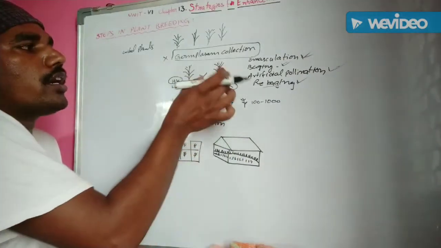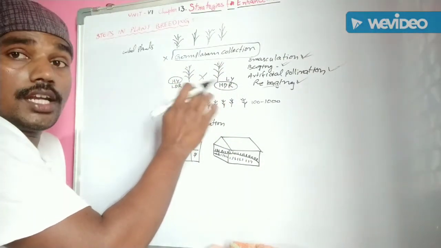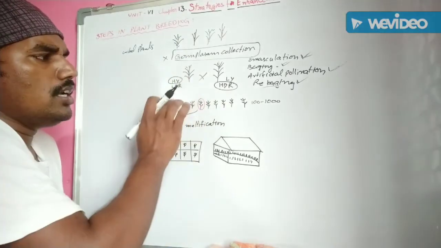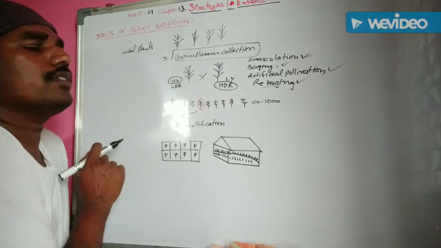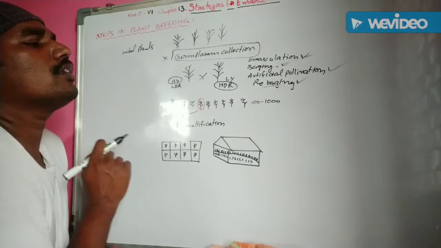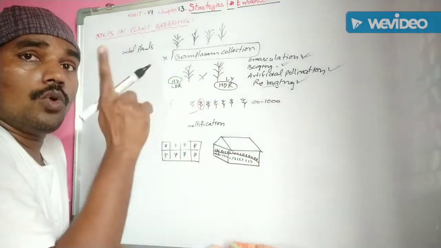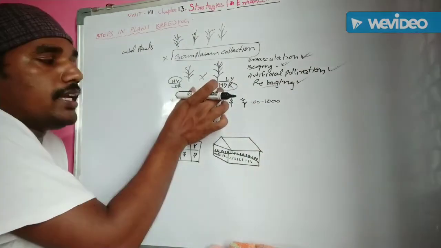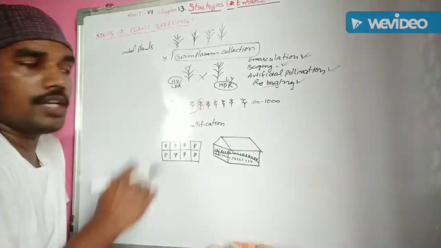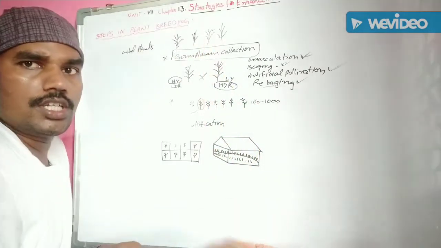Then you cross the parental plants containing both desirable characters. After that, a number of generations are formed. Numerous generations come from these parental plants, but you observe both variability characters in only a single plant in the generation. We treat the parental plants through 100 to 1000 generations.